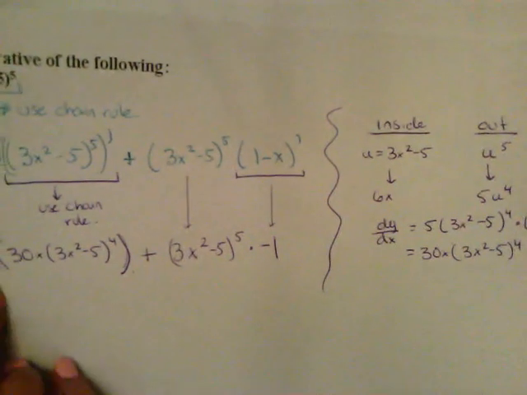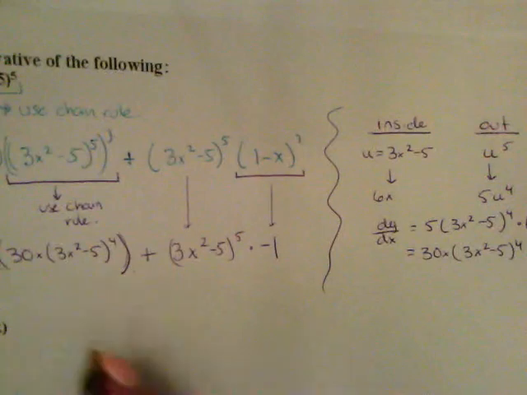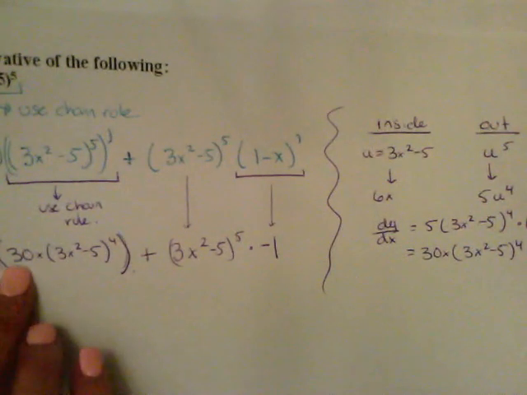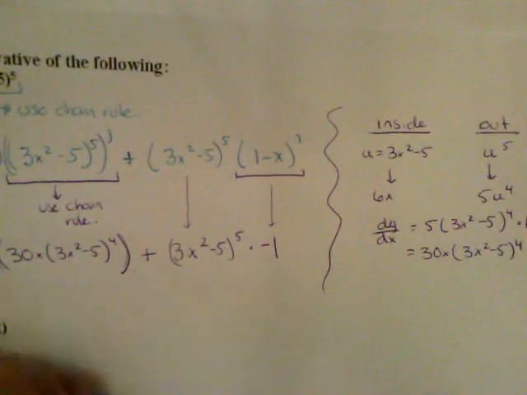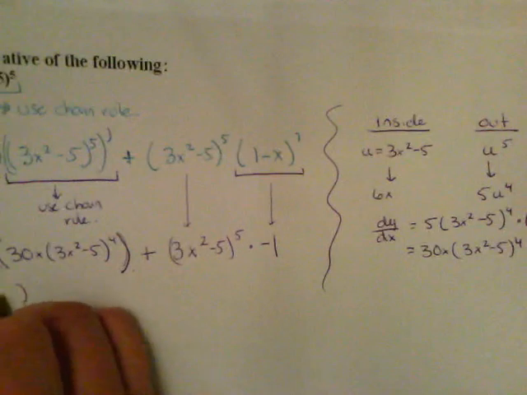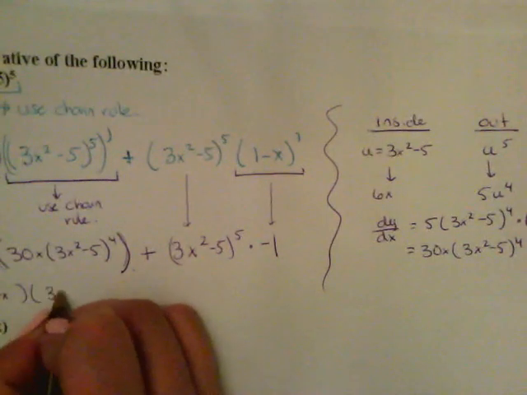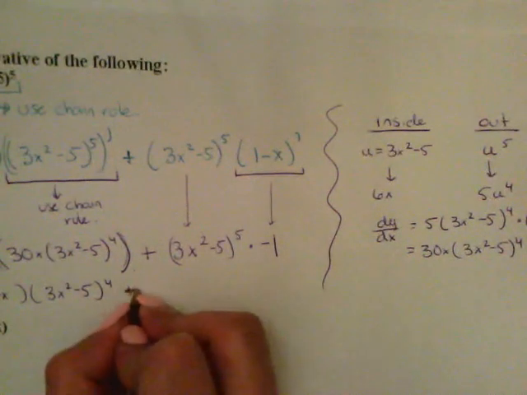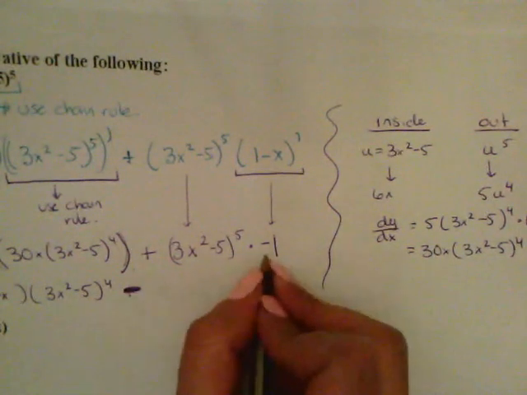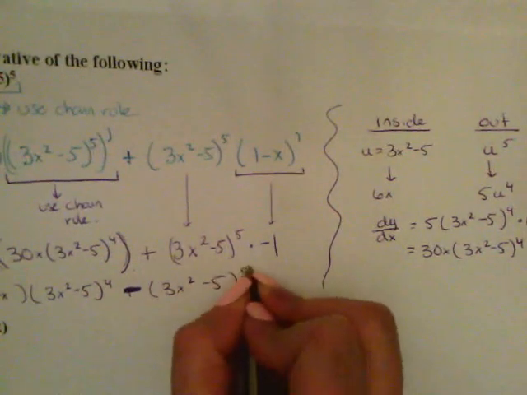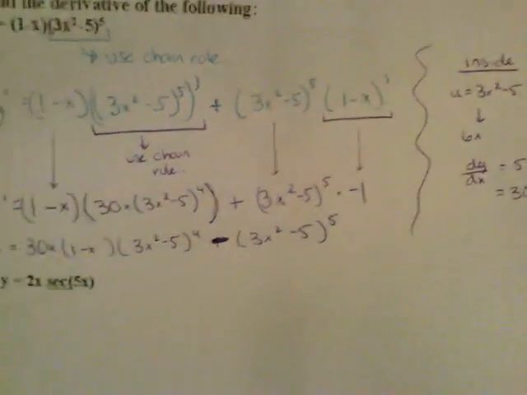That right there is more than enough good work. If you wanted to just write it a little bit neater, you can do 30x on the outside times 1 minus x times 3x squared minus 5 to the 4th plus, becomes a minus because of that negative 1, 3x squared minus 5 to the 5th. That's just to clean it up a little bit.